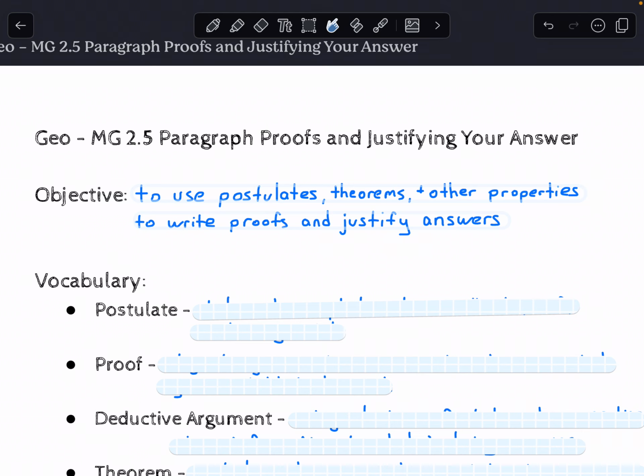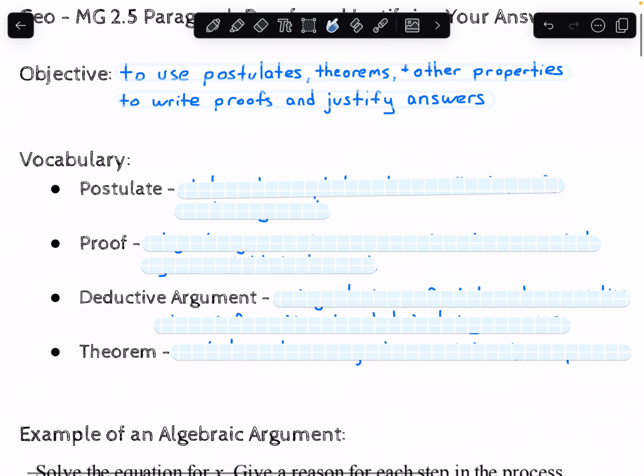This year we're focusing less on writing formal, structured proofs and merely using the ideas and concepts and structures of proofs in order to effectively justify our answers in mathematics. But there are some new vocabulary terms we do need to know from this section before we can get started.